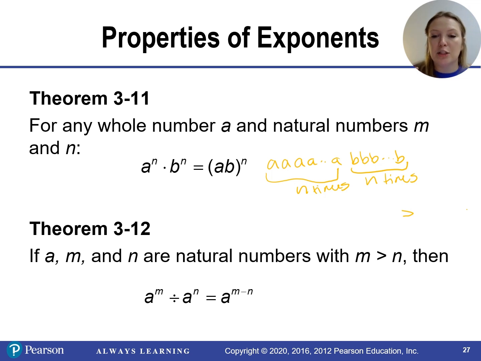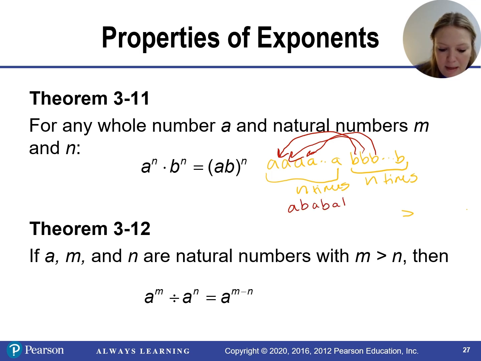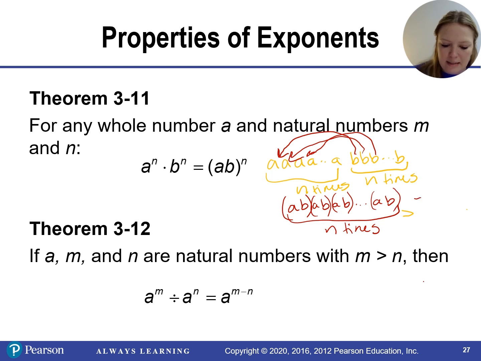Because multiplication is commutative, I can just rearrange the order in which I multiply these things to write it as a, b, a, b, a, b, a, b, n times. And because of the associative property, I can group these things together and see that that's a times b to the n power.